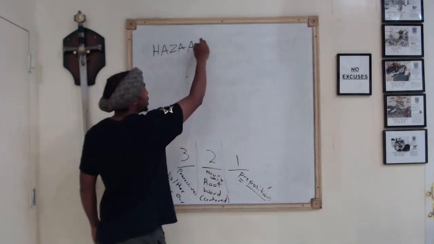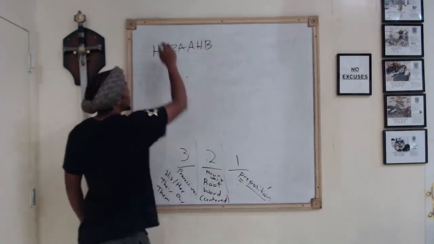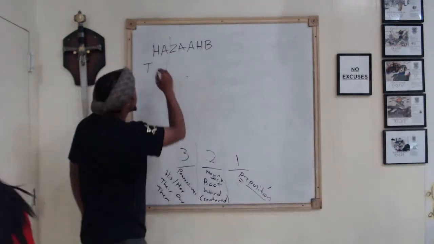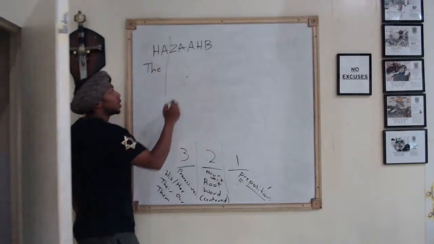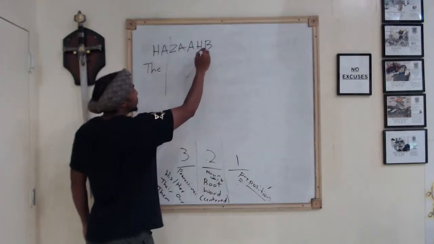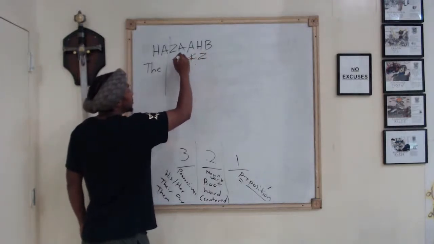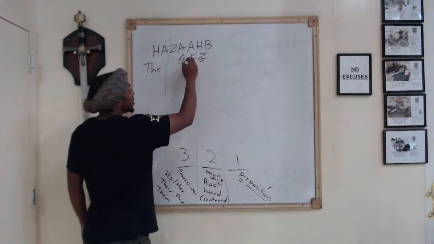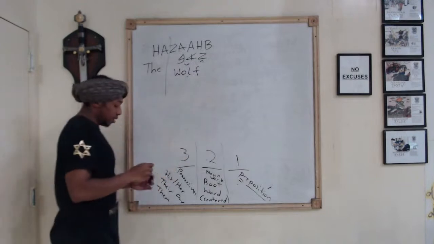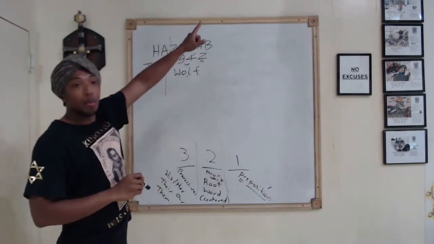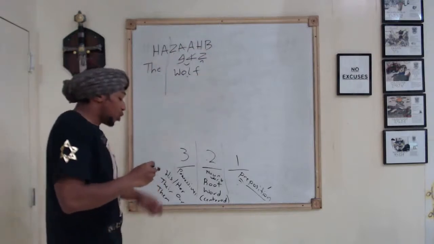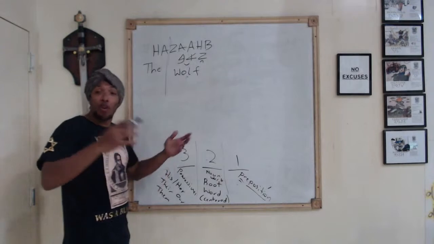Rightfully spelled, the definition is ha. Ha is a preposition, right? To mean the, right? The means wolf, which is the symbol of my tribe. Benjamin is the wolf, and our tribe was given that name by our forefathers, right?